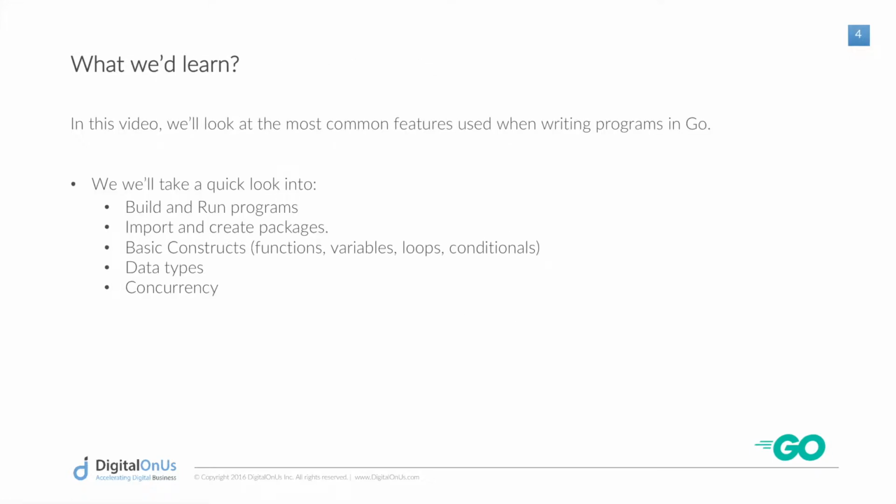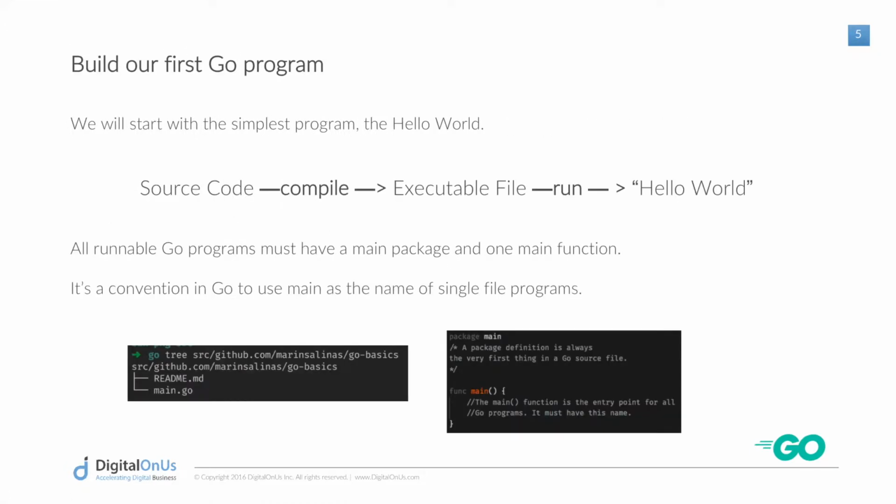In this video, we will look at the most common features used when writing programs in Go. These include how to build and run programs, importing and creating packages, basic constructs like functions, variables, loops, conditionals, how to work with different data types, and finally, how to write concurrent code using Go routines. Let's write our first program.